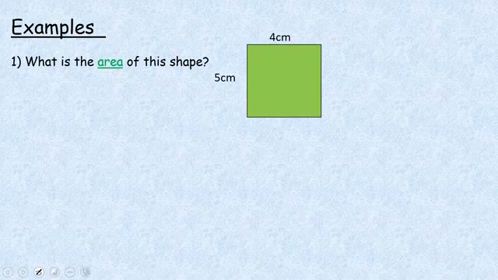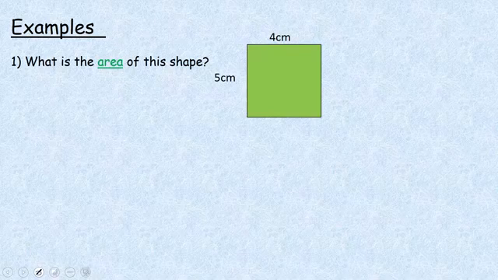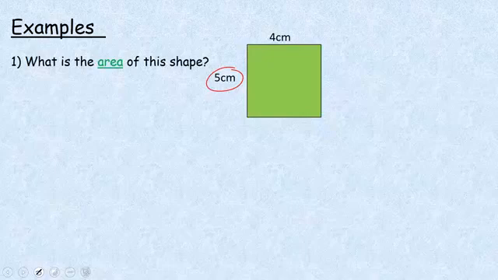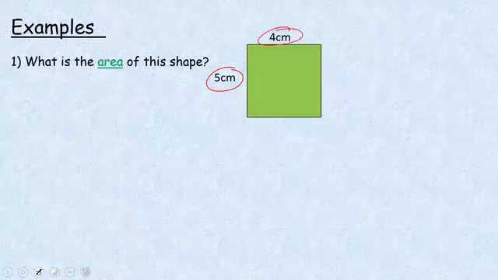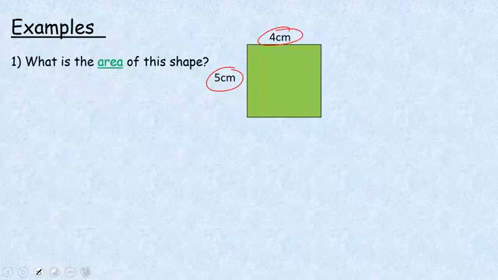Calculate the area of a rectangle. We simply multiply this length by this length. Okay, so in a rectangle, you've got two pairs of sides. So you've only got two different lengths, and all you do is multiply them together.